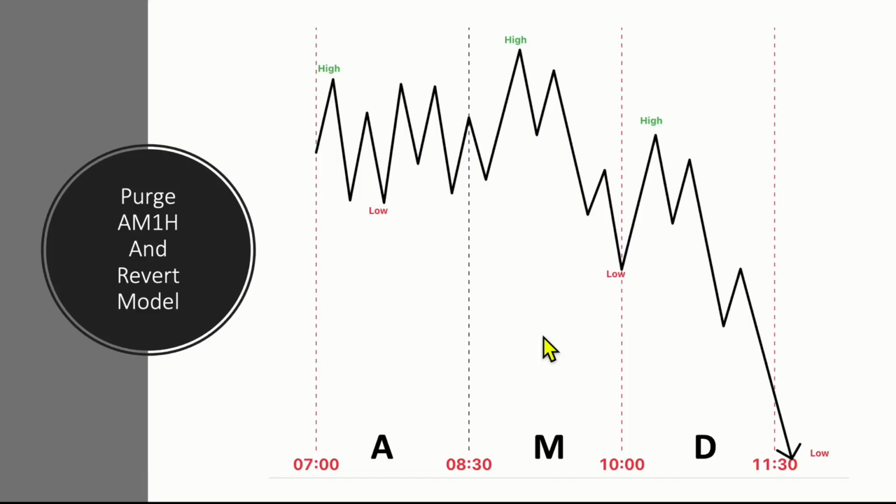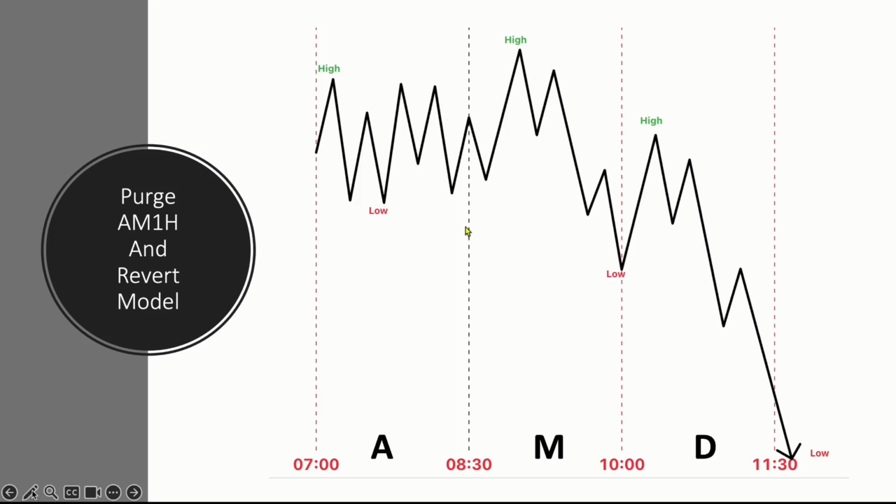The first scenario is a purge of the AM cycle 1 high and a revert model. The AM cycle 1 is between 7 to 8:30. This is the accumulation phase of the AM session. We can see that the market is consolidating. Buy-side liquidity is being engineered above those highs.